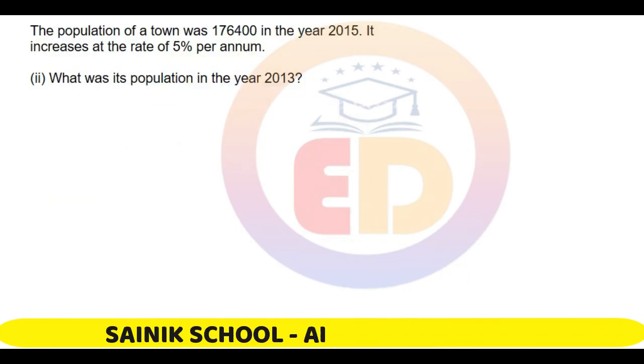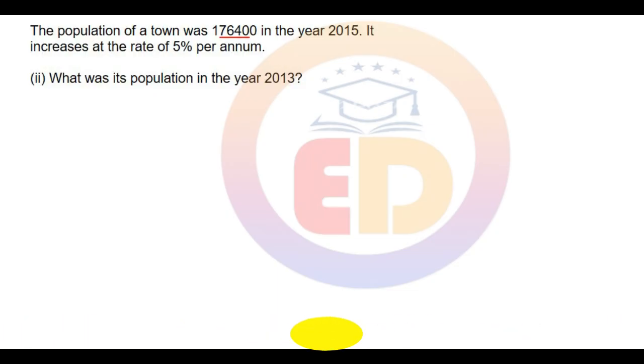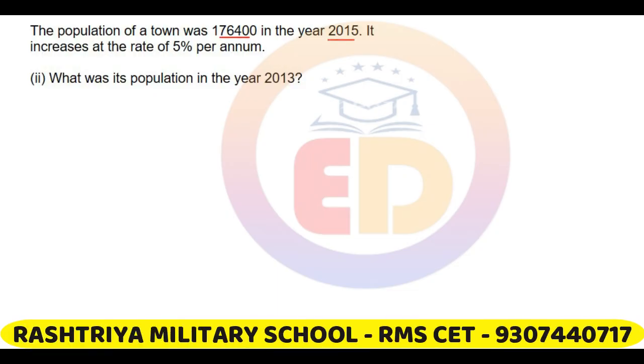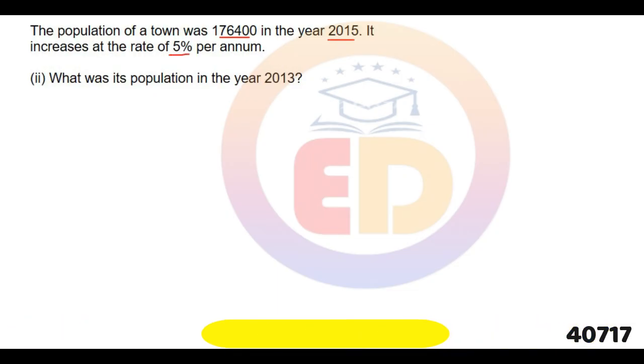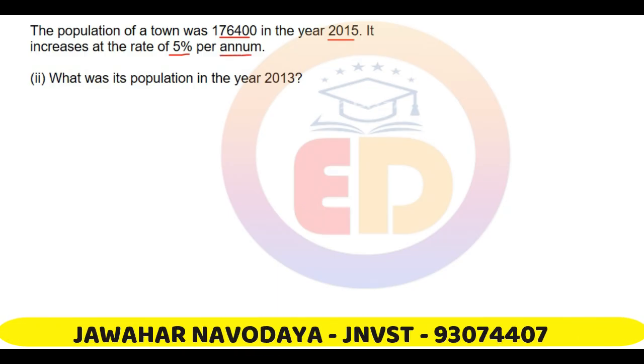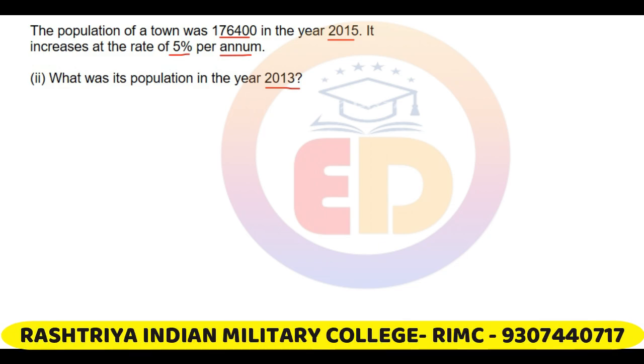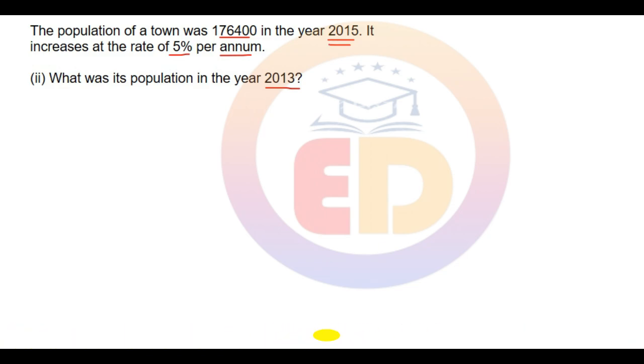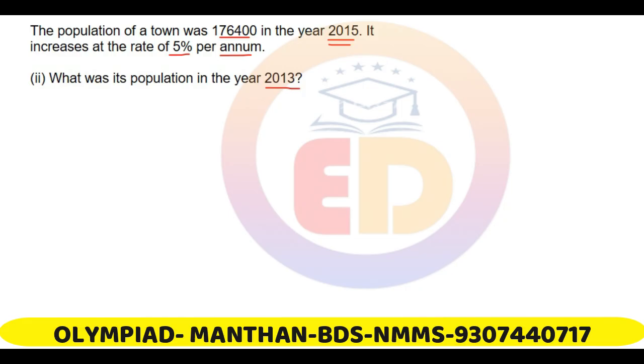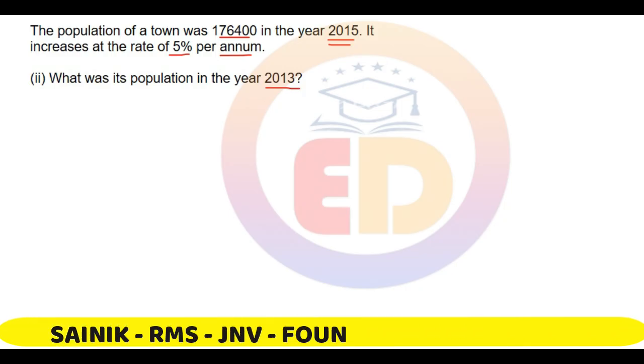The second part of the question: the population of a town is 1,76,400 in the year 2015. It increases at the rate of 5% per annum. What was its population in the year 2013? The population of 2015 is given and they are asking what it was 2 years ago. So let us assume 2 years ago the population is X.